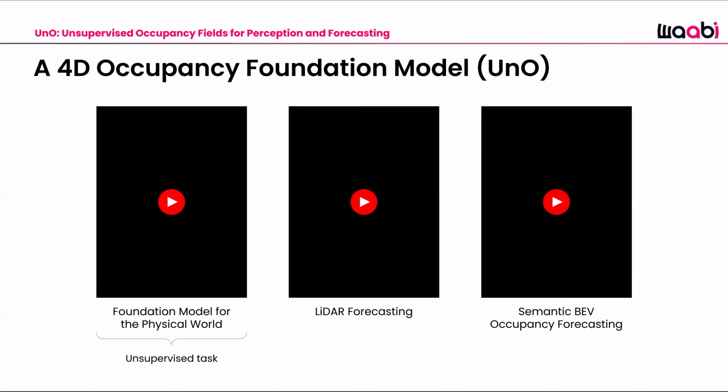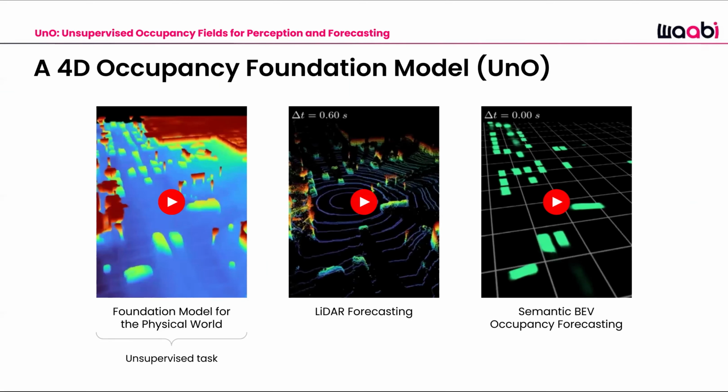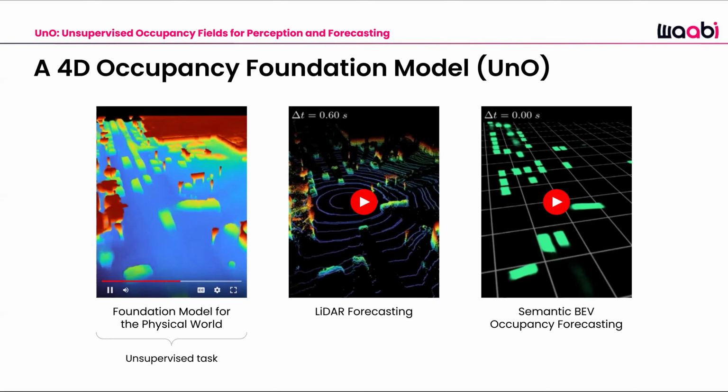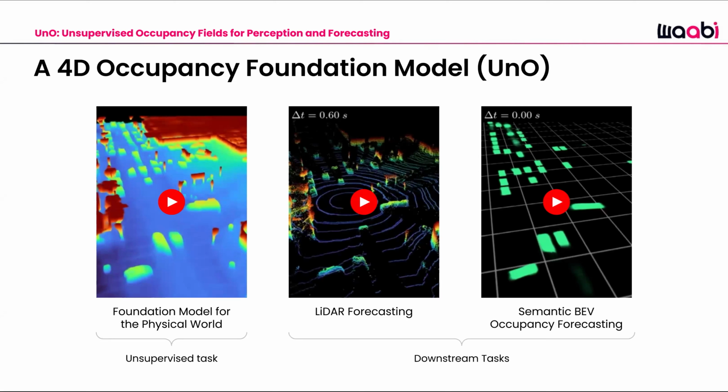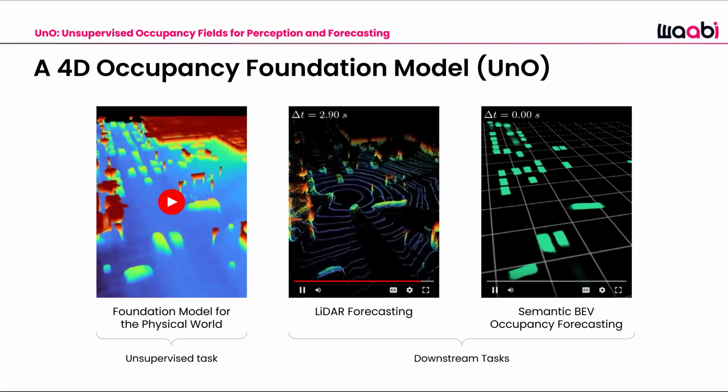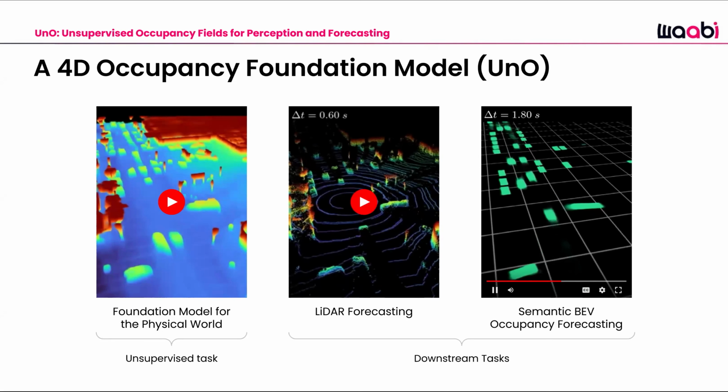All right. Hello, everyone. My name is Quinn. This is Ben, and we're going to be presenting our submission to the Argoverse Occupancy Challenge, Uno, a 4D occupancy foundation model. Uno is a foundation model that is designed for the physical world. The way it operates is you give it a continuous point in space and future time, and it tells you if this point is going to be occupied. We also showed that it can be transferred to a variety of different downstream tasks, such as LiDAR forecasting and bird's eye view semantic occupancy forecasting.